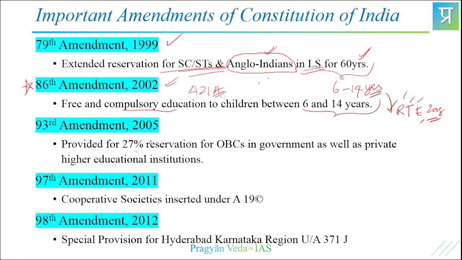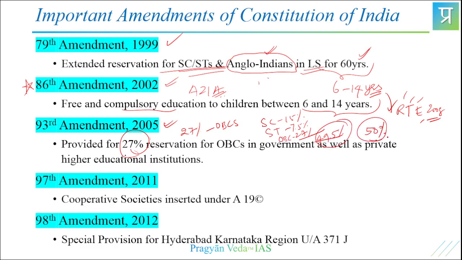So the 93rd Amendment, which came in 2005, provided 27% reservation for OBCs, right? So basically we have SCs given 15% reservation, STs 7.5, and OBCs 27. Basically the total reservation that comes is 49.5, right? And there was a provision that it should not cross more than 50%. But eventually we'll discuss that when the EWS reservations came, the 50% capping is already breached.